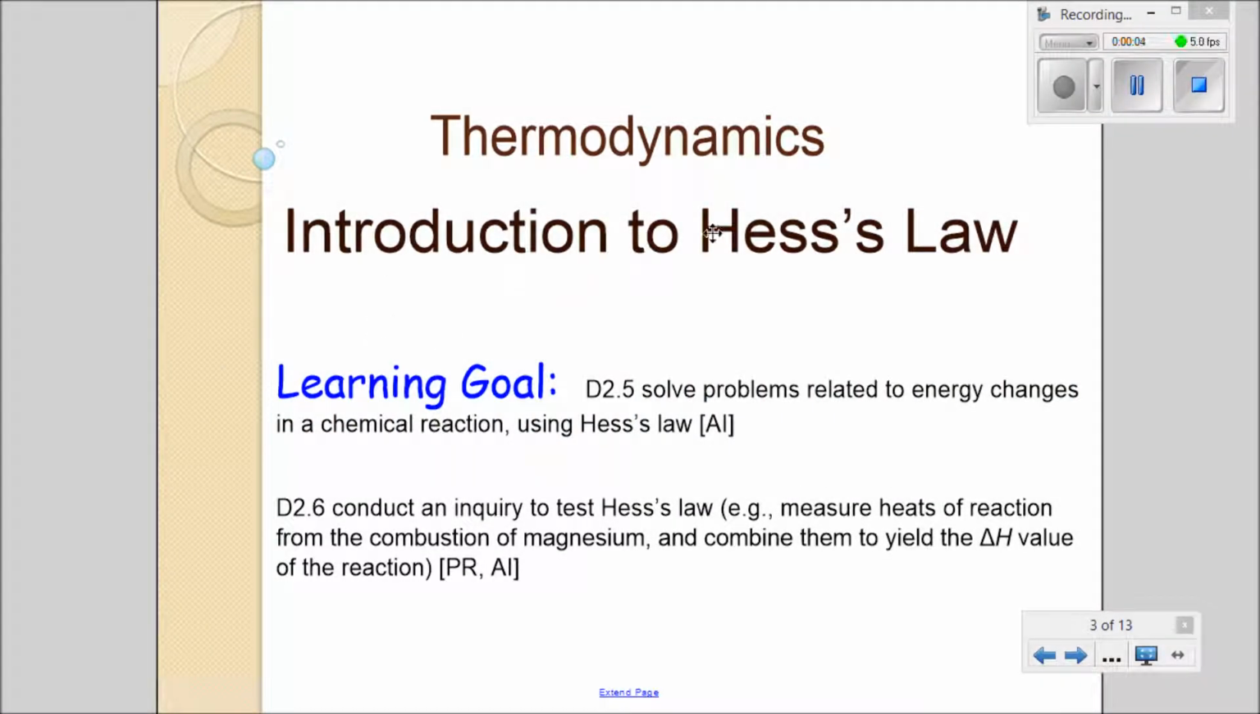Today what we're learning about is Hess's law the short way. We're going to solve some problems, okay? So last time we learned the long way, this time we're learning the short way. We're going to use a little bit more math.